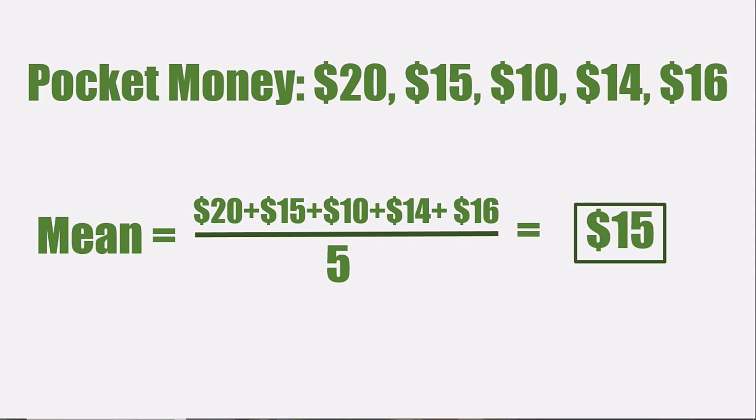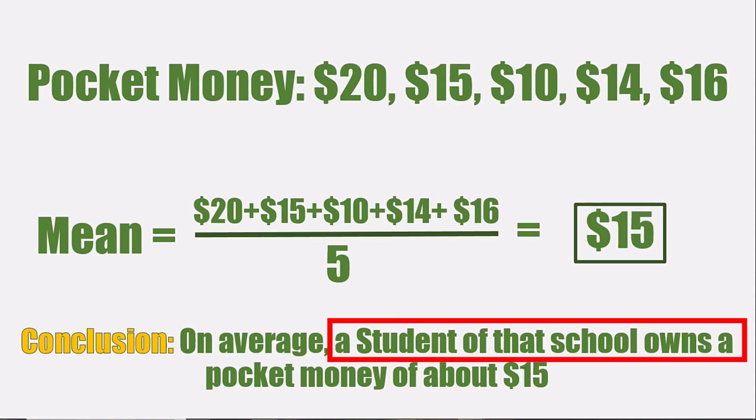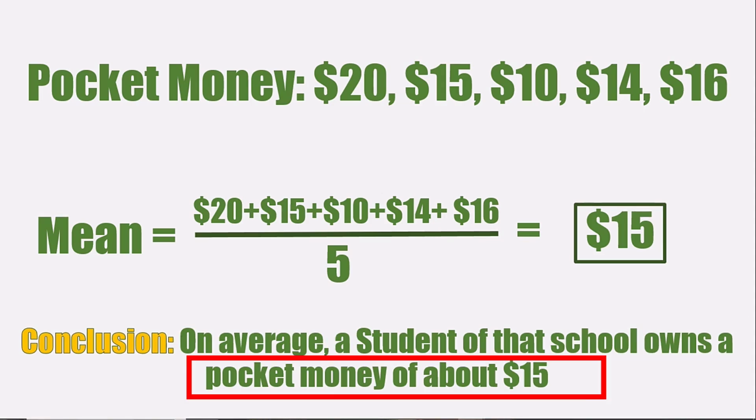Literally, if you see the dataset, you can see that there's someone who is having $10 and there's also another person that's having $14. So those two people cannot necessarily eat in a hotel that is actually charging $15. So the mean sometimes cannot be a good representation of the dataset. But what exactly is this $15 meaning? This $15 actually means, on average, a student of that school owns a pocket money of about $15.